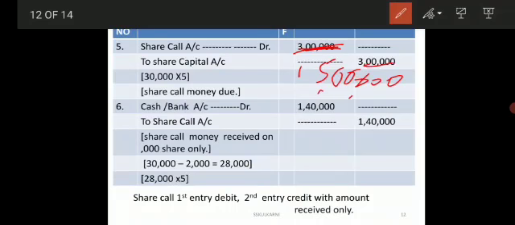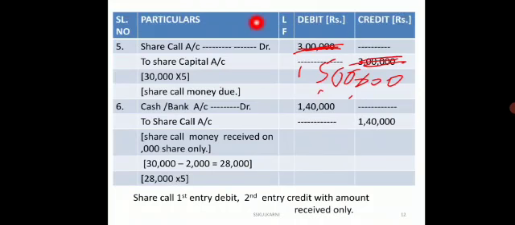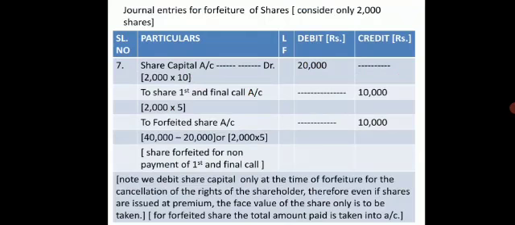It should be 1,50,000. So you have 30,000 into 5, which gives us 1,50,000.